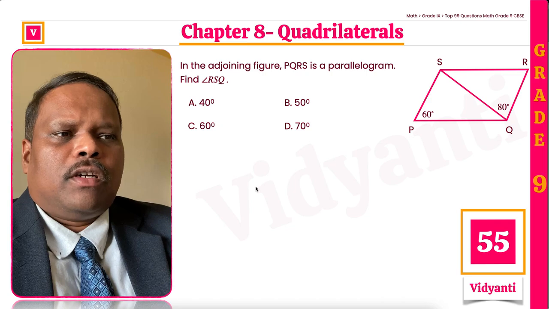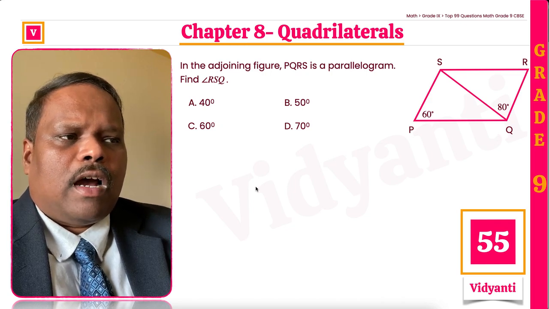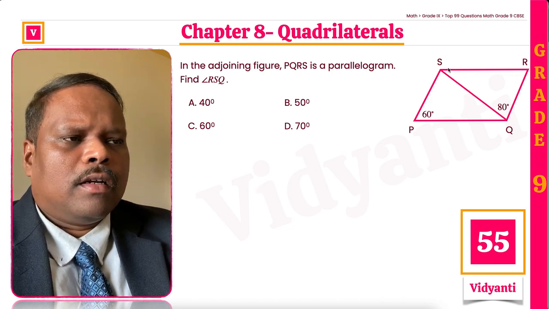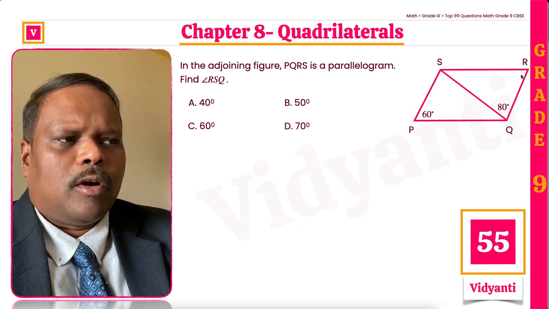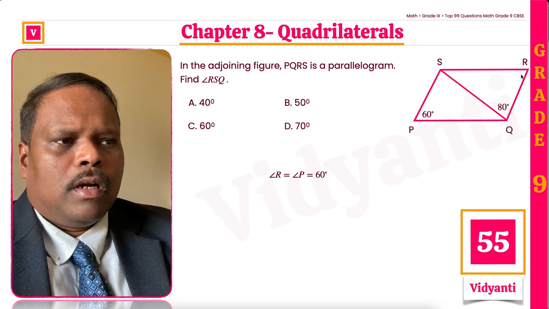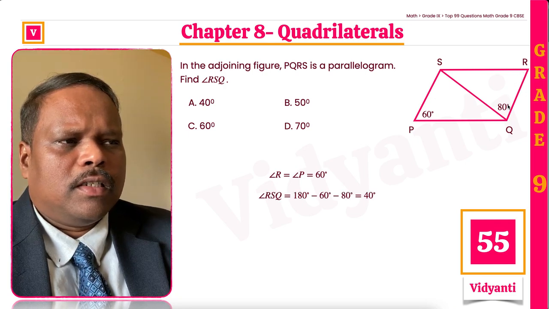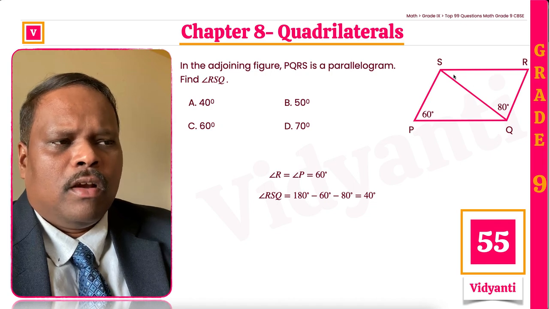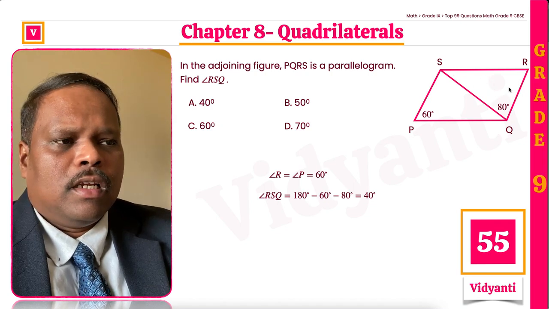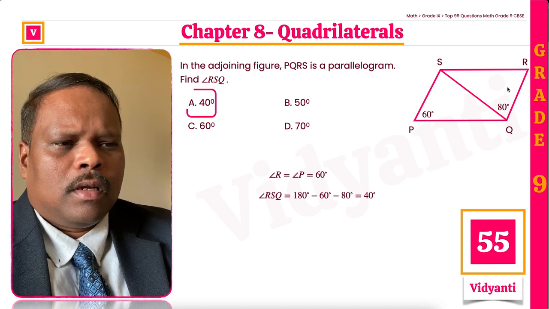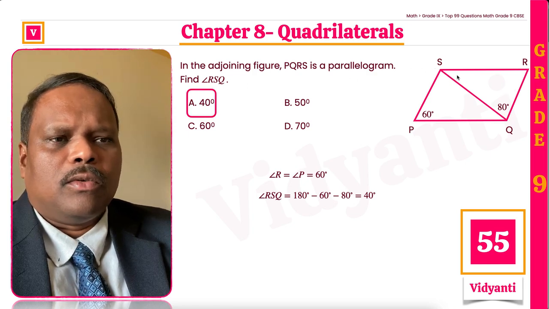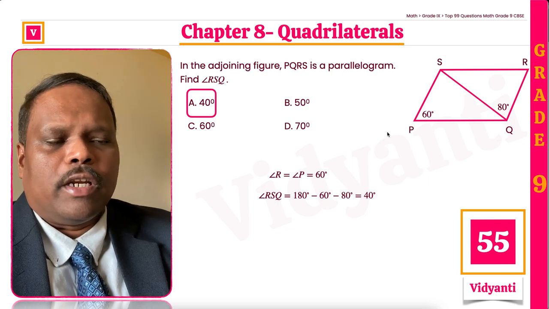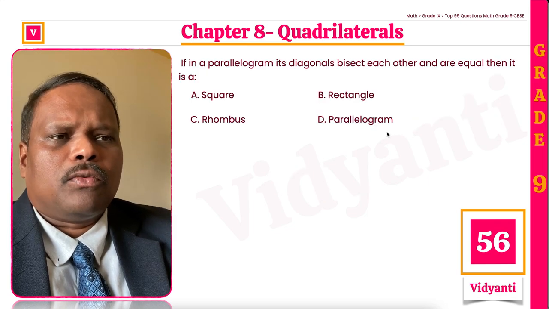In the adjoining figure, PQRS is a parallelogram. Find RSQ. Well, we know that if this is 60, this will be also 60 because it is a parallelogram. And then this is 60, this is 80, so this small angle will be 40 degrees because everything is 180. And then RSQ, okay, that's the only thing asked, so that is 40 degrees. Let's go to question 56.